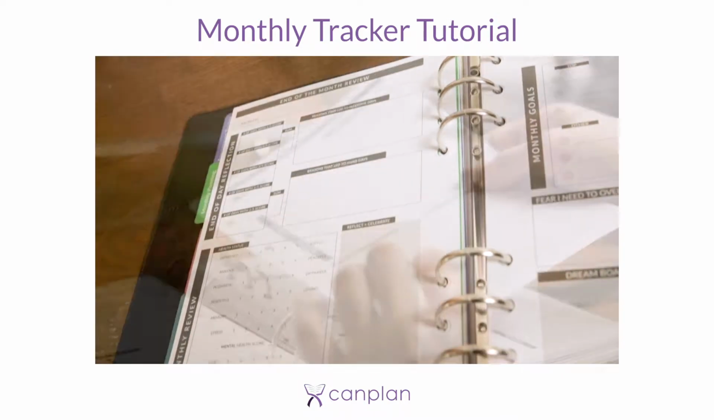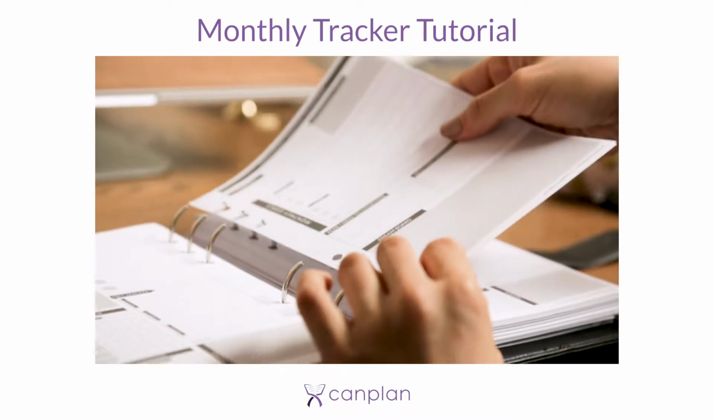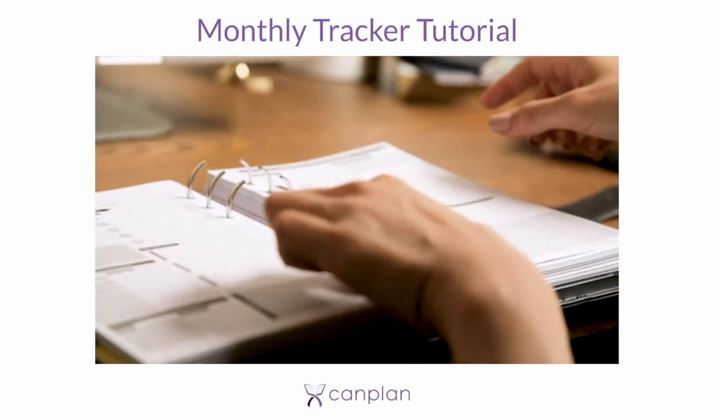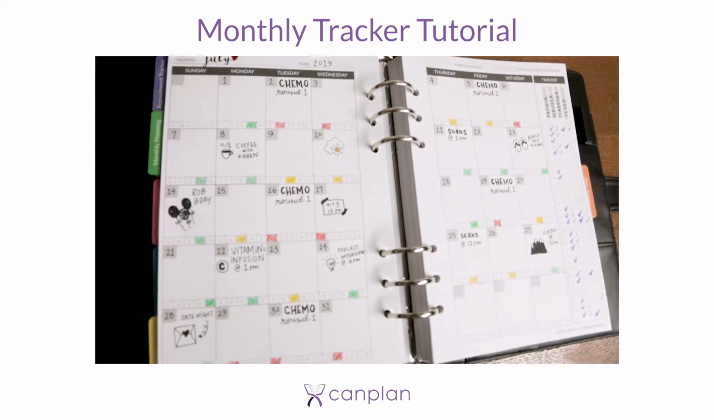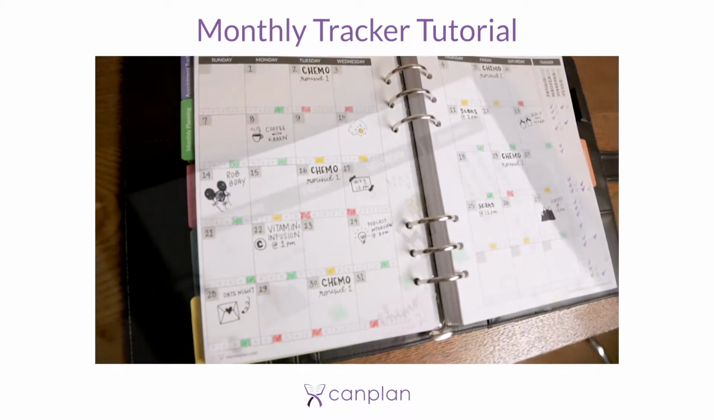You can actually take one set, which is 2 pages, and move it around in the planner to better fit your planner preferences. They're all undated, so you can start using CanPlan at any time throughout the calendar year.